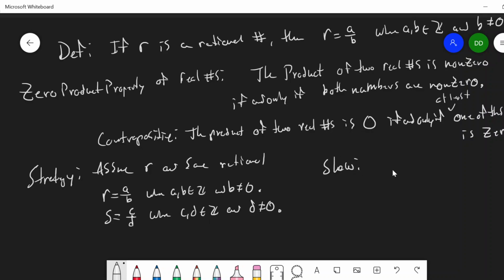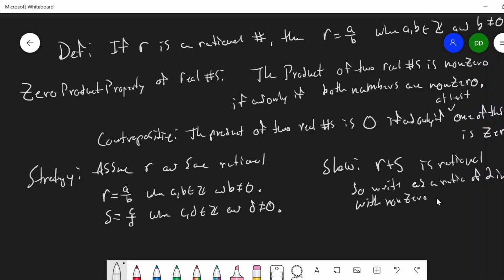So I'm going to need to show that R plus S can be written as a ratio of two integers, that is, is rational. So write it as a ratio of two integers and show, one, that they're really integers, and that the denominator is not equal to 0, a non-zero denominator.